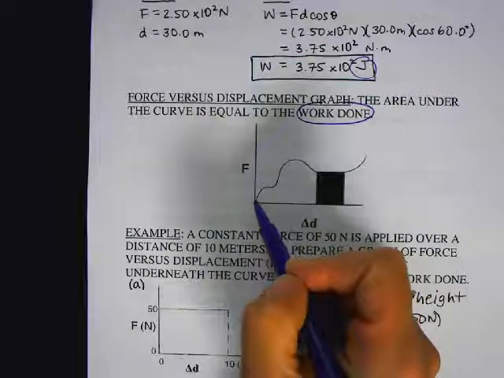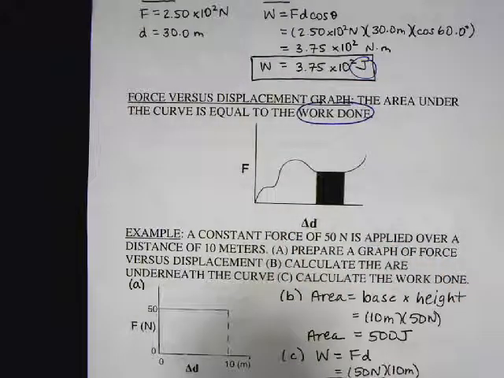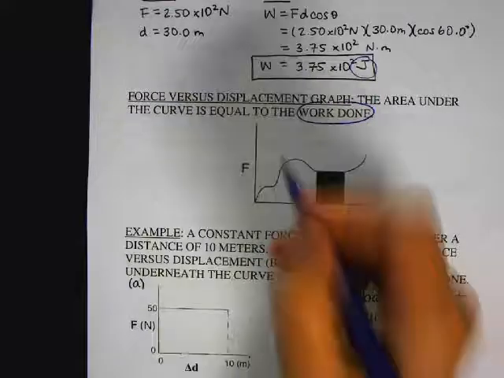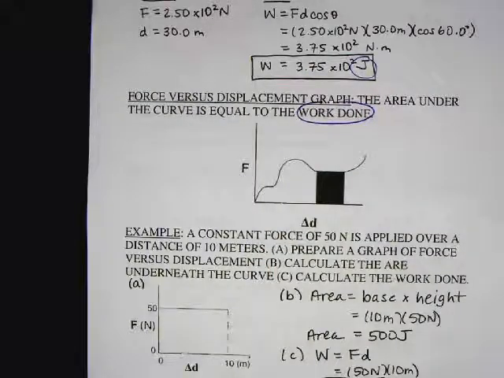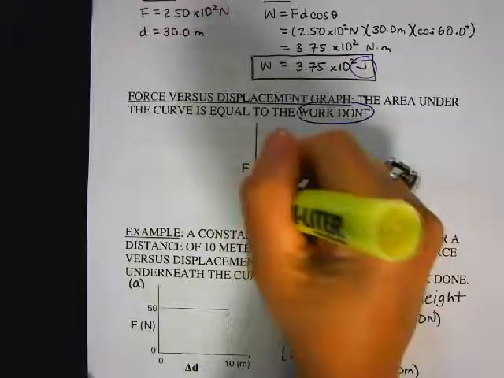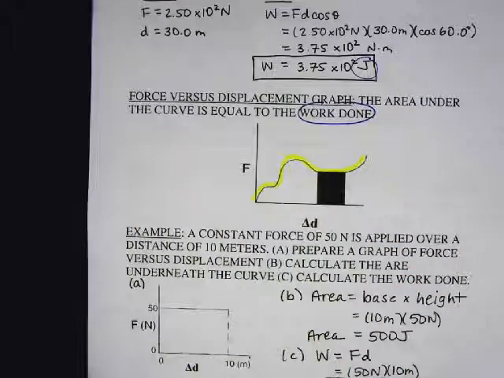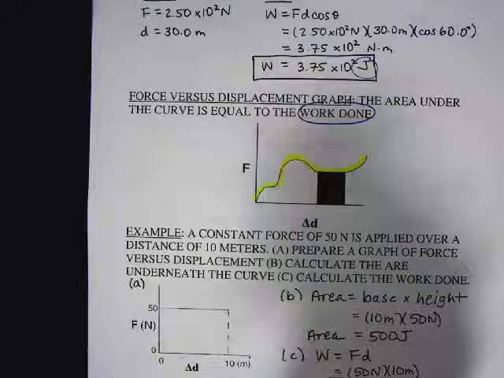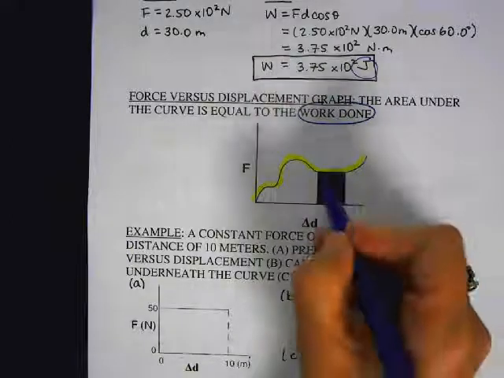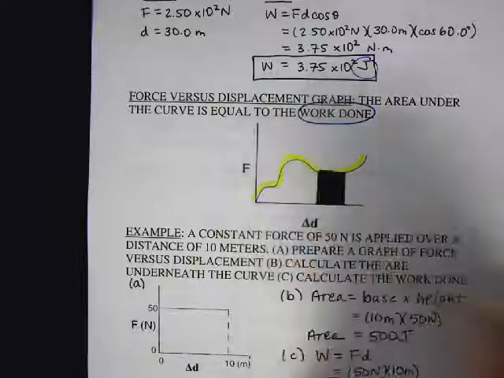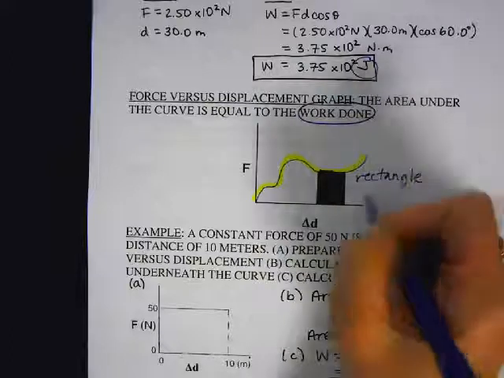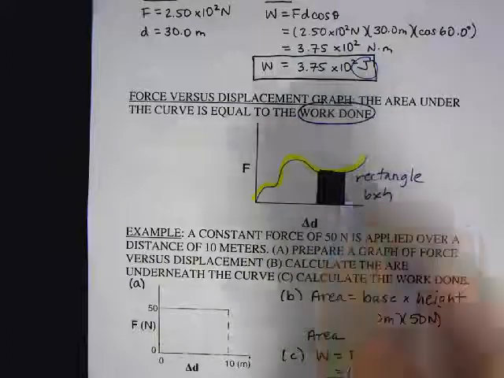Now, the problem here is this part's curvy. How do I find the area under the curve when it's curvy like this? And remember, when we say the area under the curve, we're not just talking about the area that's curved, we talk about this whole thing. Well, if it's curvy like this, I'd have to use calculus. But a lot of us maybe are not in calculus yet, so if they ask us this, we can easily find the area of this. This is a rectangle, and we could do base times height to find this rectangle.